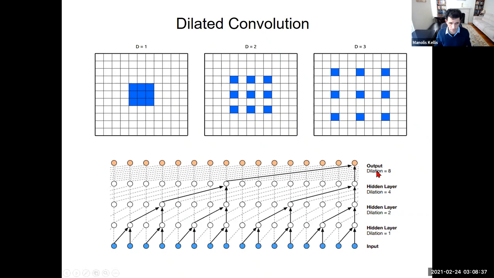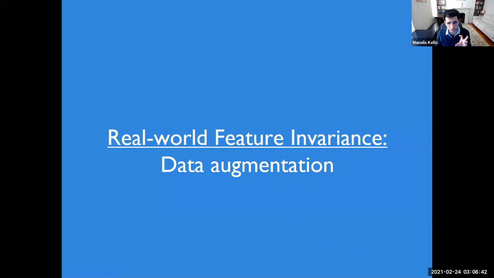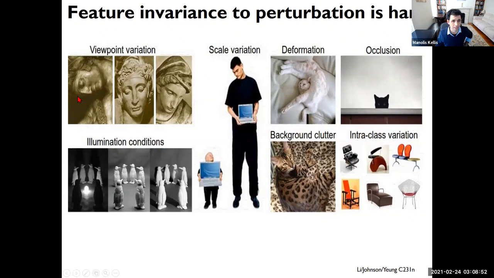Another super important concept is that in the real world, features dramatically vary from one image to the other. For example, if I show you these three images, you clearly recognize a person in every one of them. In fact, if you look closely, you recognize that it is exactly the same statue seen from three different angles. If you look at these penguins here, you recognize that it's the same penguins regardless of the luminosity. You recognize a cat, whether it's partly occluded or contorted or in a leopard couch. And you recognize chairs, no matter how crazy the chairs are. And you recognize people no matter how different they are from each other.